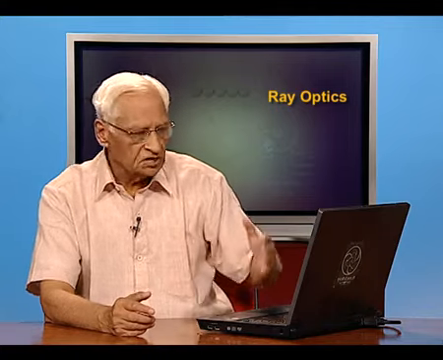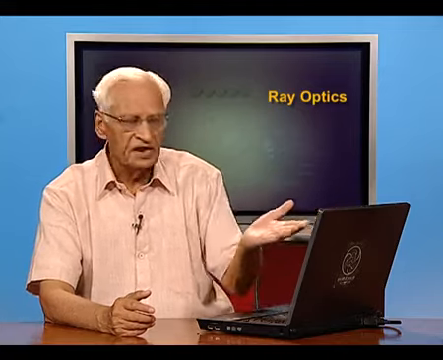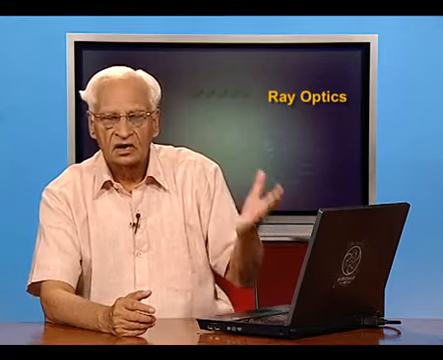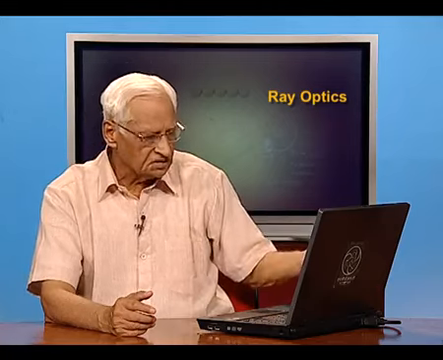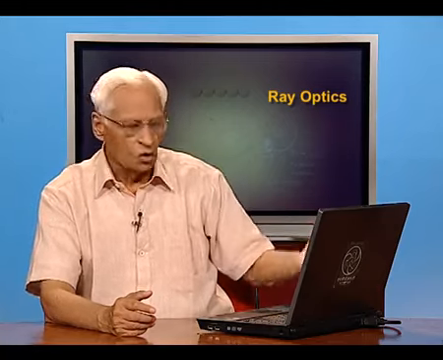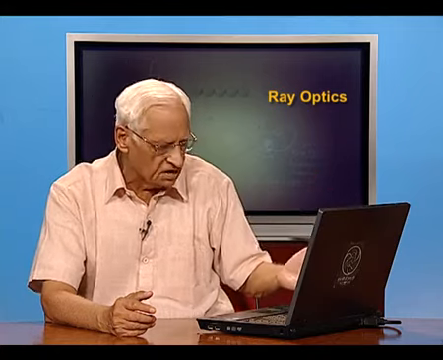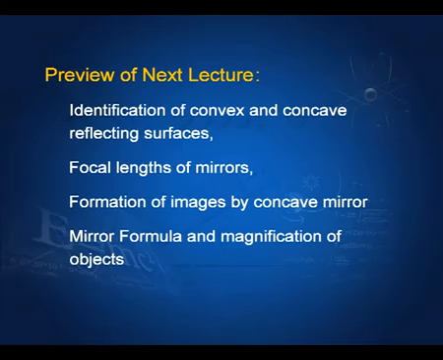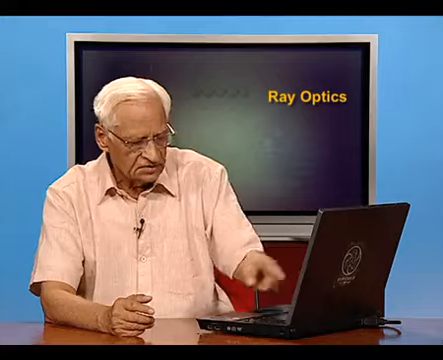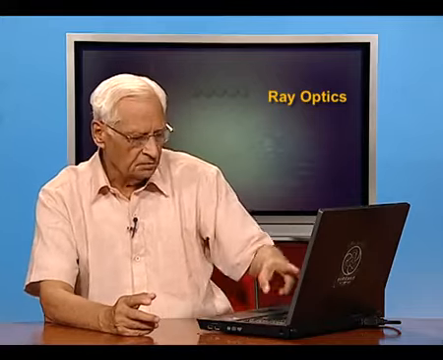In the next lecture, we shall continue with this study of reflection and refraction from curved surfaces. We shall first define what are known as convex mirrors and what are known as concave mirrors. We shall define their focal lengths, and we shall see how the images are formed by concave mirrors, and we shall derive ultimately the mirror formula, which connects the distance of the image, the distance of the object, and the focal length of the mirror. We shall derive this formula, which is known as the mirror formula.